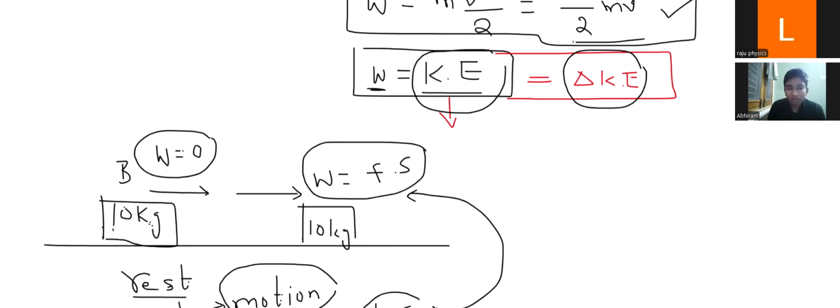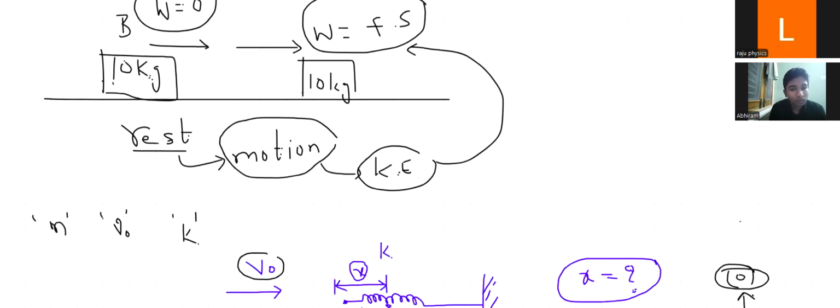Second example: if you push a body, say 10 kg of mass, from your study room to the kitchen, some work is done here also. That work is also called kinetic energy of work due to motion. So these are the examples we'll discuss, Abhi.